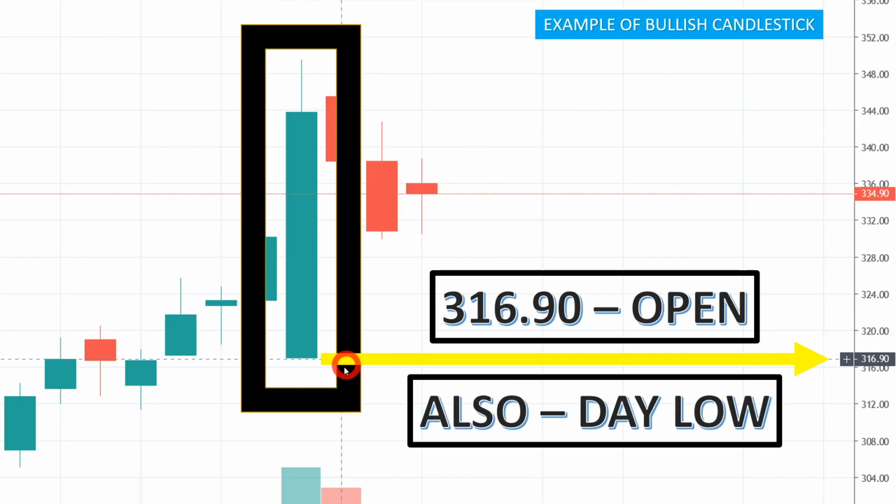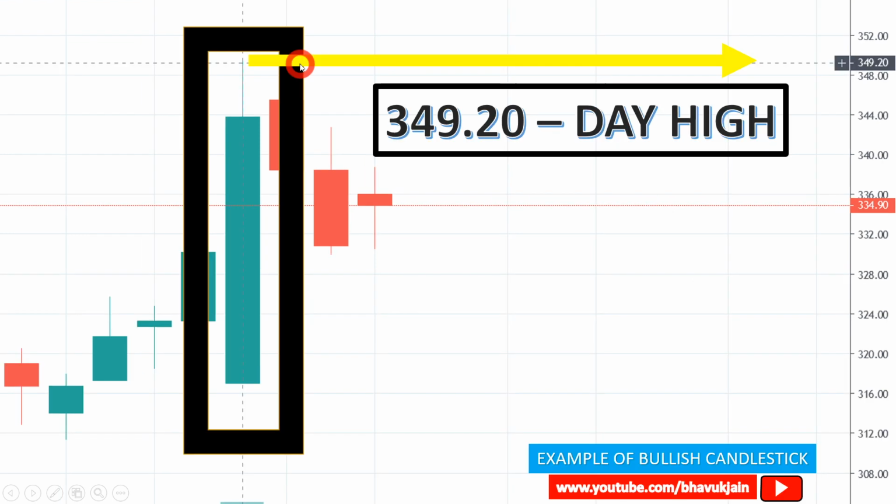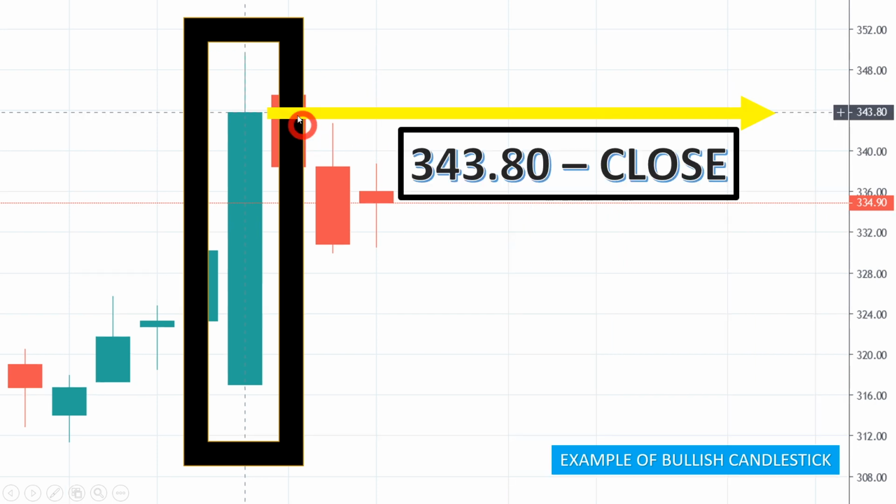Here you can see a candle that does not have a lower wick, because the price at which this candle opened was the day low price in the first place. There is no lower wick because the price didn't go below 316.90. But it went as high as this point, that is the upper end of the wick, which is around 350 rupees, and it closed here.